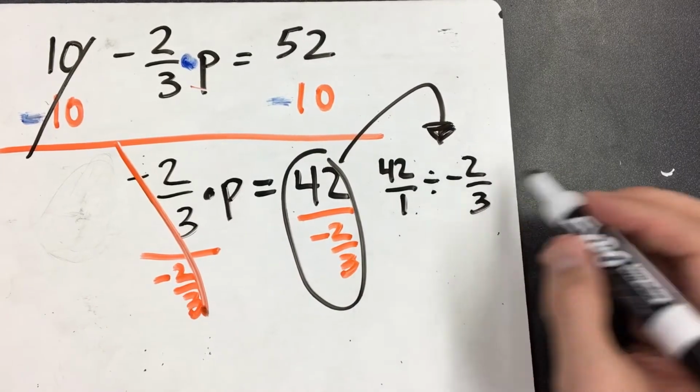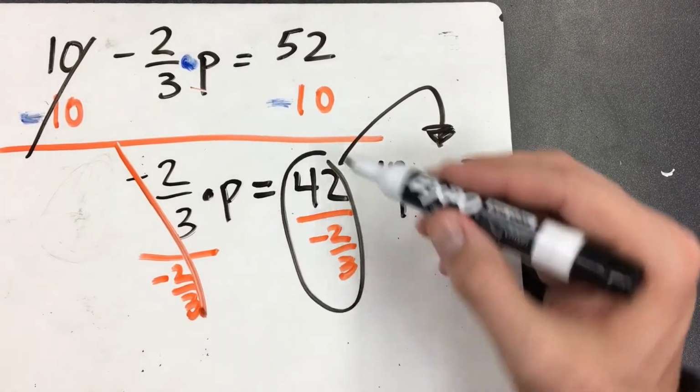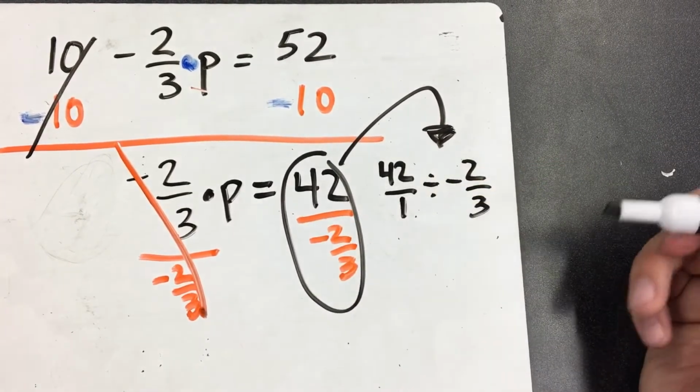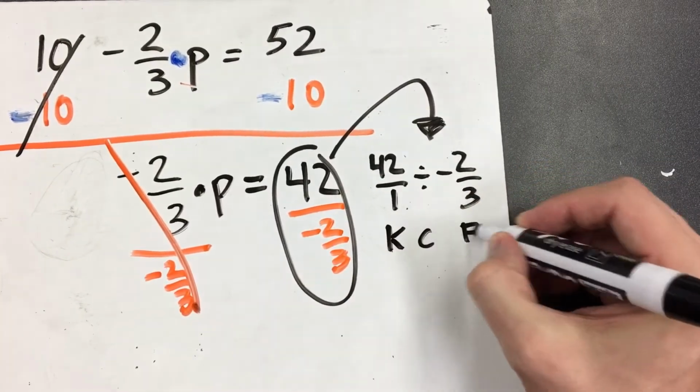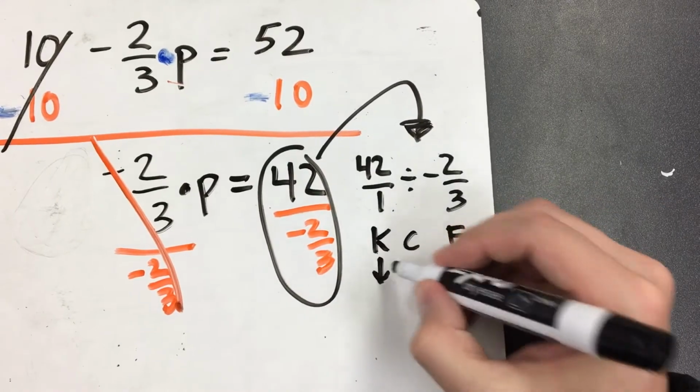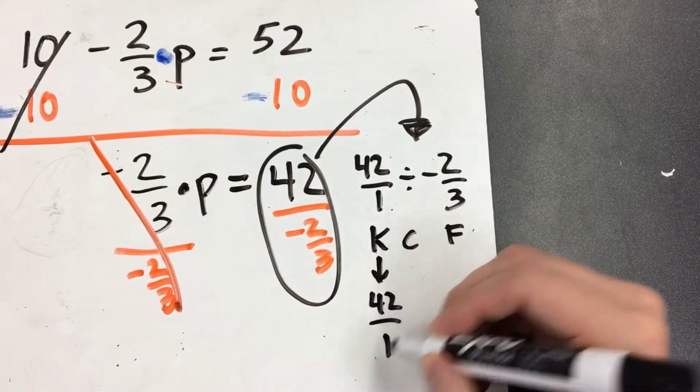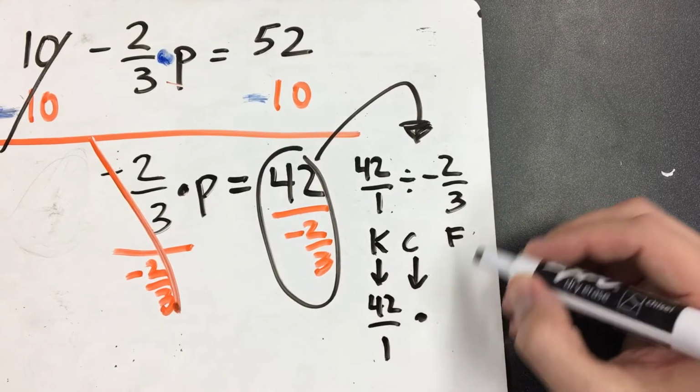Division is just going side to side using this symbol rather than going up and down and using the fraction bar. And so if you've been in our school for a while, you maybe learned this keep, change, flip acronym. Really all it means is dividing by a fraction is the same thing as multiplying by the reciprocal.